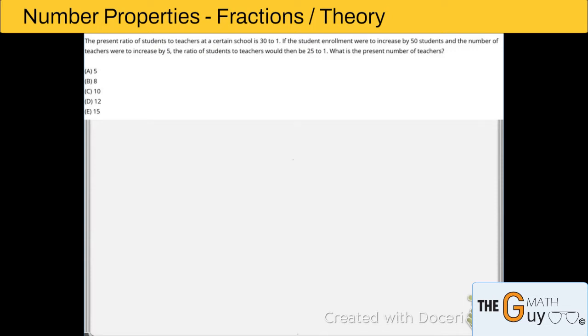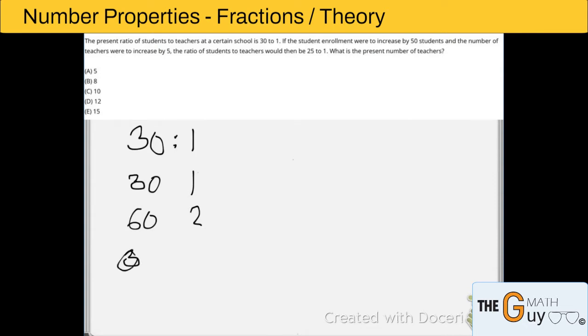The present ratio of students to teachers at a certain school is 30:1. Now the ratio is 30:1, right? But we don't know the actual number. The actual number of students could be 30, then the teachers would be 1. Or the number of students could be 60, teachers could be 2.